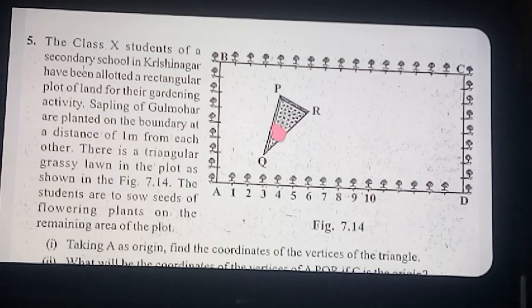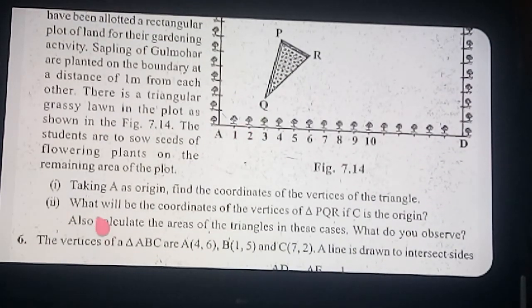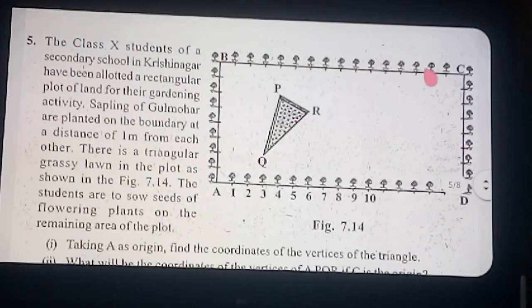Okay. And the next, second question, see. What's the question? What will be the coordinates of the vertices of triangle PQR if C is the origin? C is the origin means this is the origin. If C is taken as the origin, this is the x-axis and this is the y-axis. So by the same method you find out the coordinates of all these points.